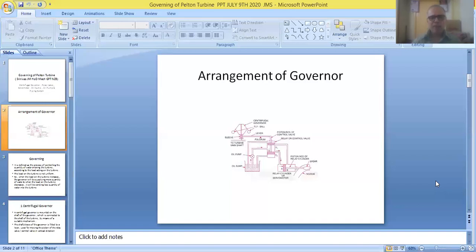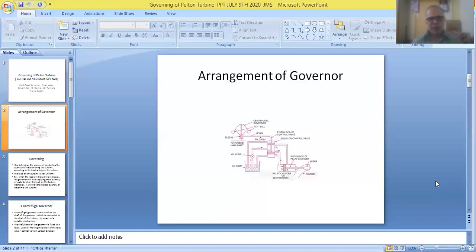So the piston of the servometer begins to move in forward direction. So the sphere will also be moving in forward direction, and therefore less quantity of water will be entering the turbine, and as a result, the speed of the turbine will fall back to the normal value.